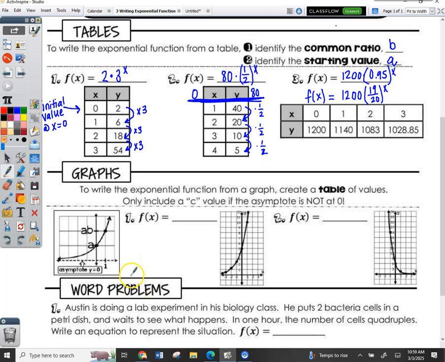Okay, anyways, write the exponential function from a graph and create tables. It says only include a c value if it's not 0. I don't have a problem with you including a 0 as the c value to confirm, okay? So let's look at this.